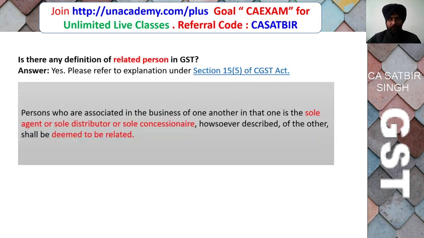So you can also refer to the explanation that is given, that persons who are associated in the business of one another, in that one is the sole agent or sole distributor or sole concessionaire, howsoever described, of the other, shall be deemed to be related persons. So sole agent, sole distributor, if the transaction is done by the person with these, then they are related persons.